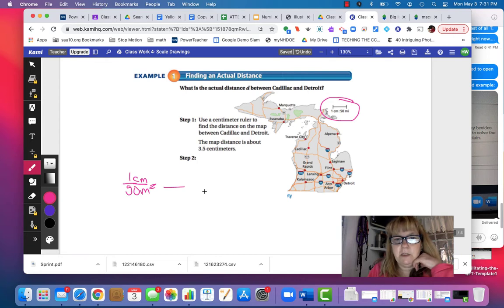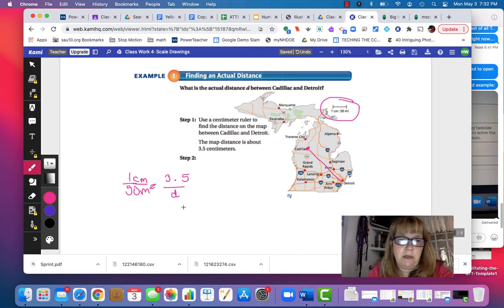So we're going to find the distance between Cadillac and Detroit. Since we're looking for real life, we know that the distance goes down here in our proportion. So we would measure from there to there. When you had a textbook, you would get out a ruler and measure it. And the distance is actually 3 and 5/10 of a centimeter. Since that comes from the drawing, it goes in the numerator.